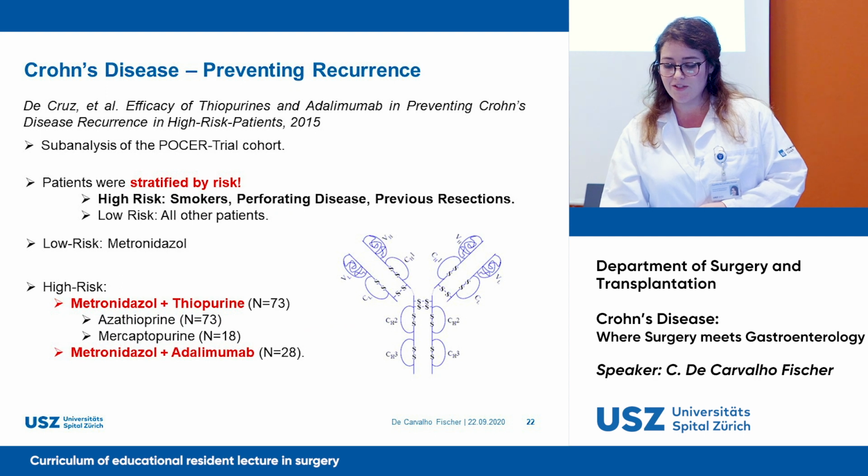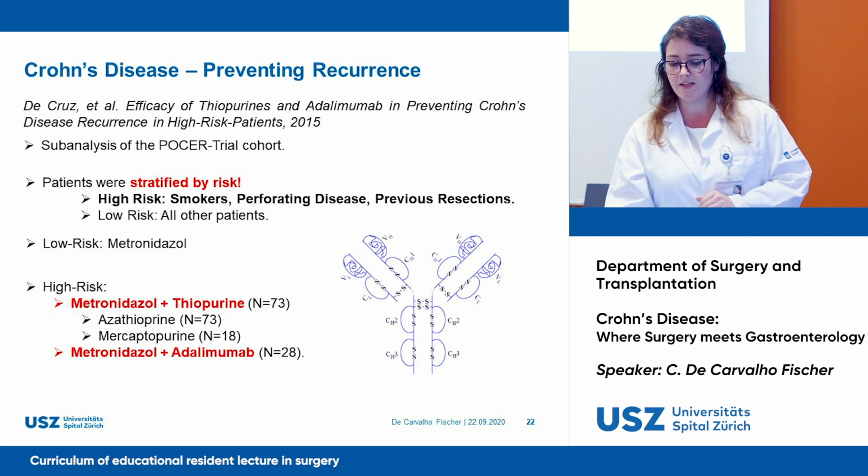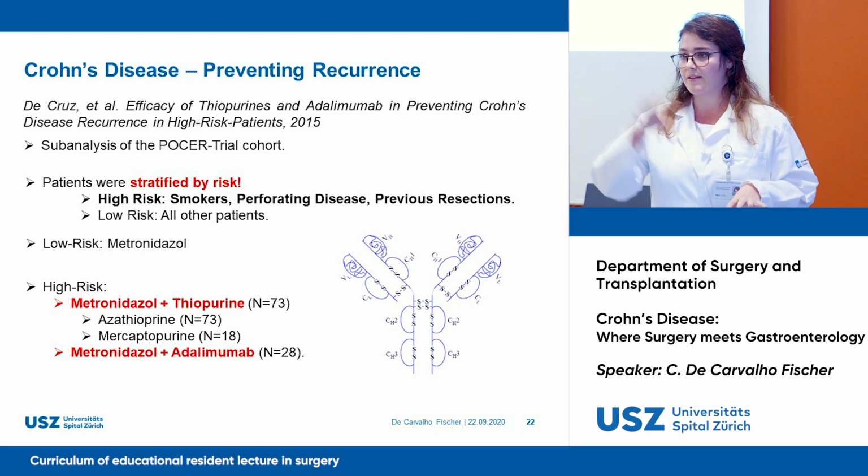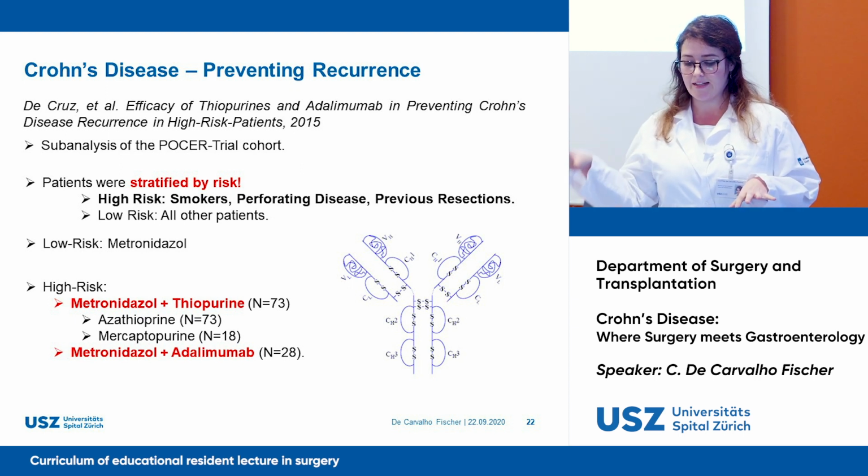Another analysis looked at high-risk patients within the POCER trial cohort, so smokers, perforating disease, previous resections. They received metronidazole and a thiopurine in one group, and the other group received metronidazole and adalimumab.